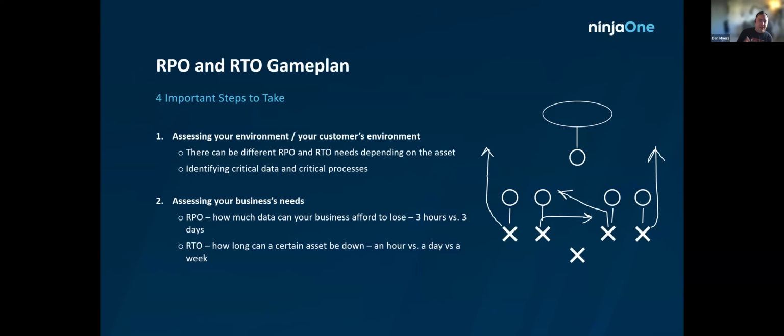So we need to assess the business's need here in step 2. How much data of these assets that you identified in step 1 can you afford to lose? 3 hours versus 3 days, right? RTO, how long can a certain asset be down? And how long will it take you to recover that?